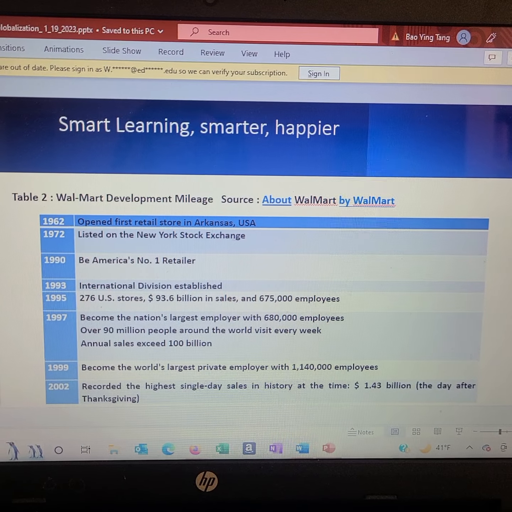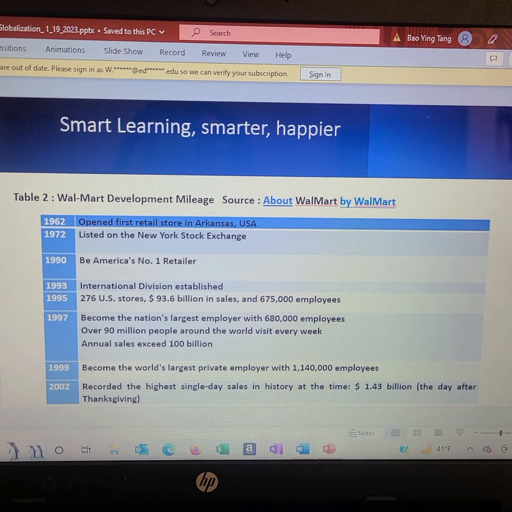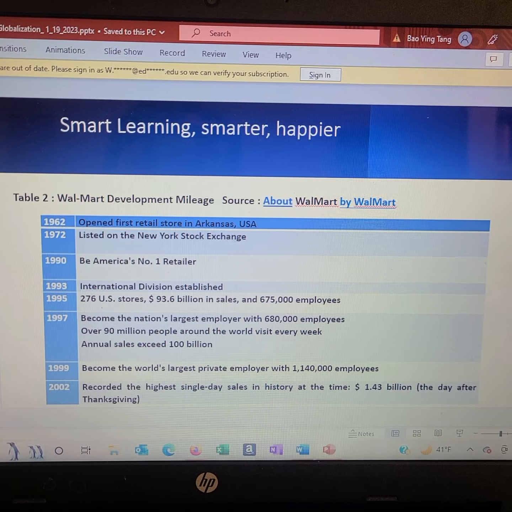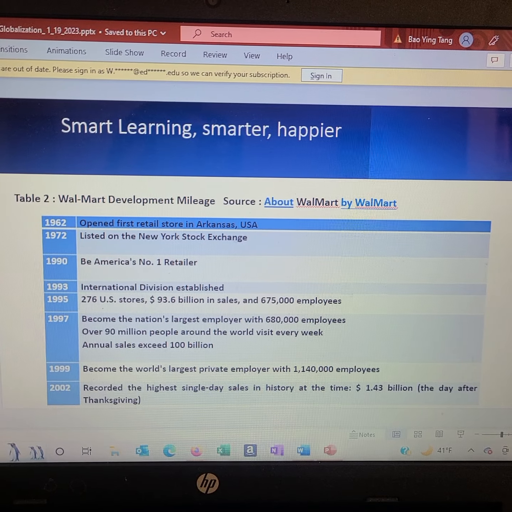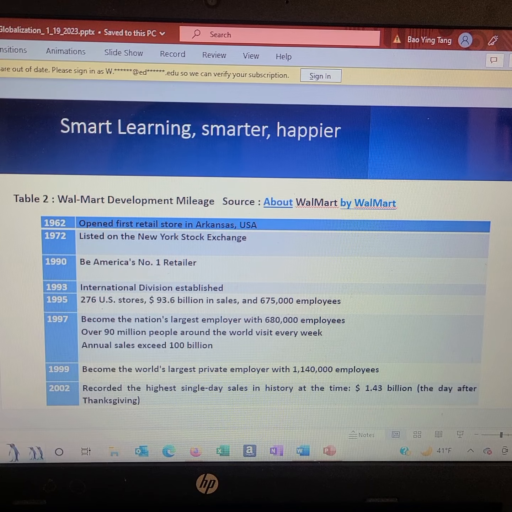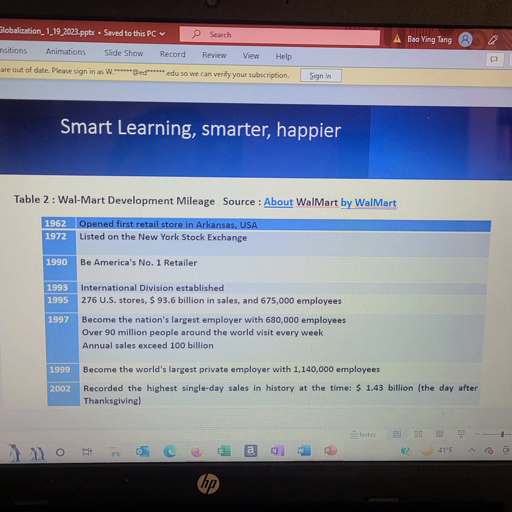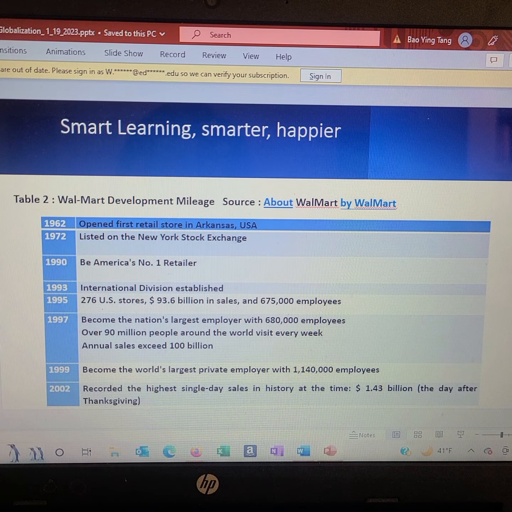So here is table 2 talking about Walmart's development mileage. In 1962, it opened its first retail store in Arkansas, the United States. And then 10 years later, it was listed on the New York Stock Exchange. In 1990, Walmart has become America's #1 retailer. 3 years later, they developed their international division.